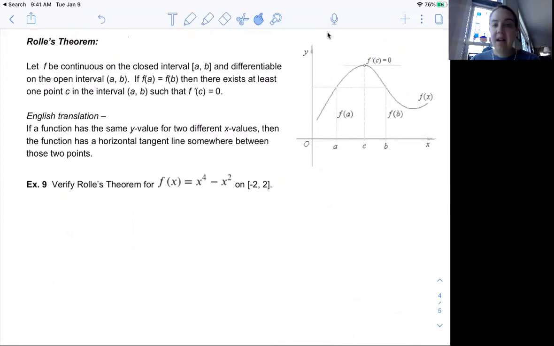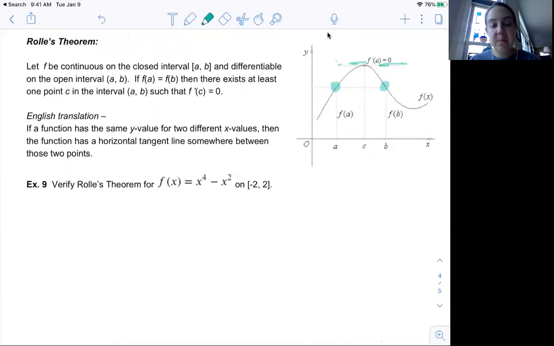Rolle's theorem. I did not give you any Delta Math questions on Rolle's theorem, but it's something that you should see. So I'm going to show you an example, and then we're going to forget about it. Let f be continuous on the closed interval from a to b and differentiable on the open interval from a to b. If f of a equals f of b, then there exists at least one point c in the interval such that f prime of c equals 0. It's a mouthful. So it's my English translation. If you have the same y value for two different x values, then the function has a horizontal tangent line somewhere in between, and that's why they call it c.